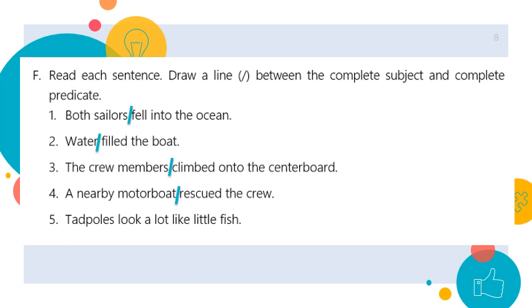5. Tadpoles look a lot like little fish. Who I'm talking about or what I'm talking about? I'm talking about tadpoles. Excellent. So tadpoles is the complete subject. Look a lot like little fish is the predicate. So you see, simply that's how I split the subject from the predicate. And I think we can move on now.